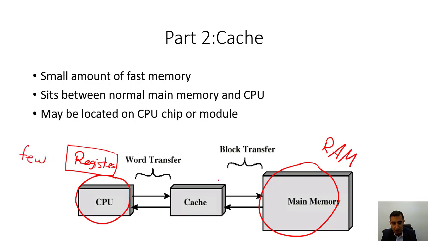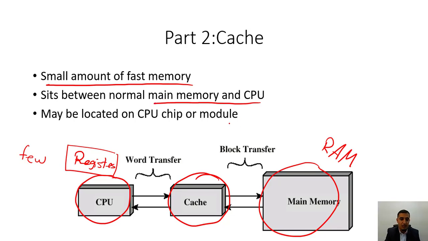So instead, we inserted a cache memory between the RAM and the CPU. Cache memory is a small amount of fast memory. When we talk about how small, we are going to talk about it later on. It sits between the main memory and the CPU, and it may be located on the CPU module.